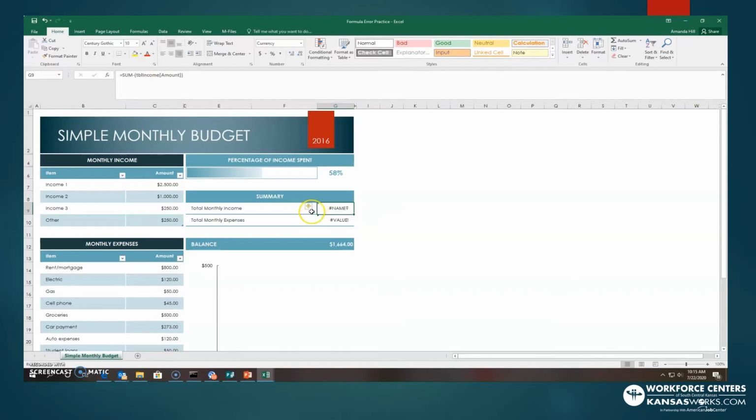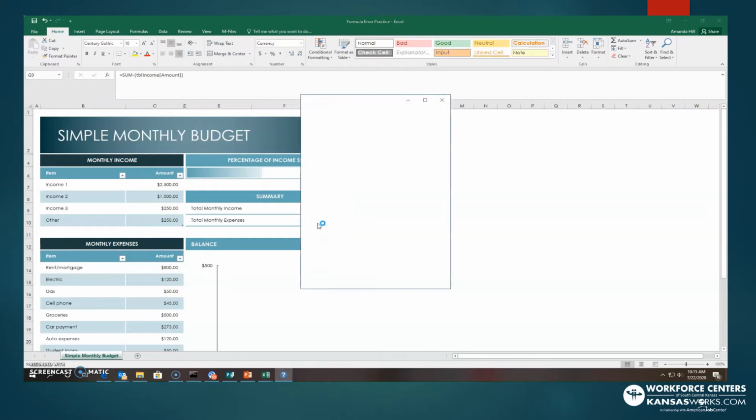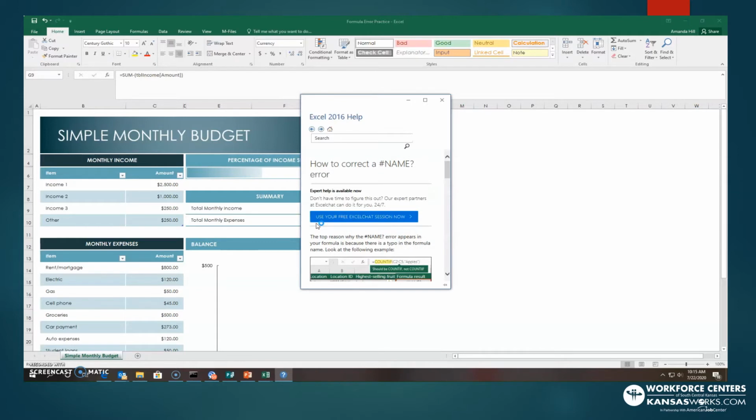And so it says, when I scrolled over it a minute ago, the formula contains unrecognized text. So that gives us a little bit of an idea. But if we click the drop down, you can actually go to help on this error. And as long as your computer is connected to the internet, you should be able to get a response as to what could be wrong and how to fix it. It'll usually give you some explanation.